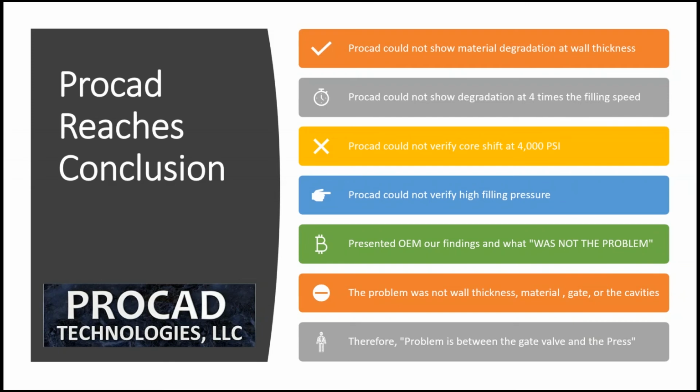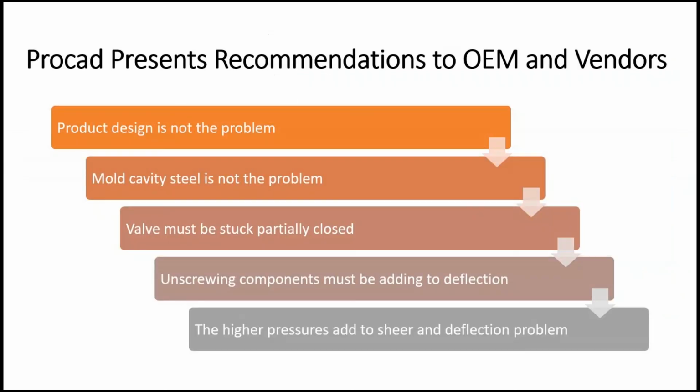We went back to our OEM and told them that it wasn't the part, it wasn't the material, it wasn't the gate, and it wasn't the cavity. So therefore the problem was outside of the valve and outside of the cavity steel. Another way to phrase this was the product's not the problem, the cavity's not the problem. So the only thing we could come up with was that it was either something in the press, or something in the valve was stuck and the valve wasn't opening totally.